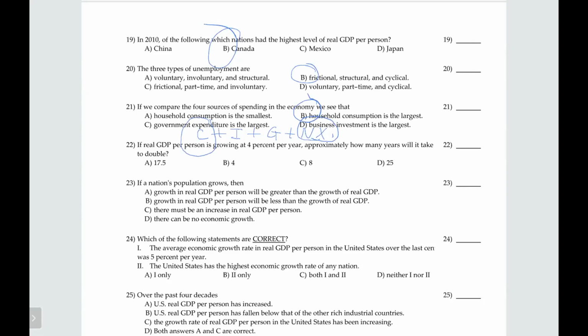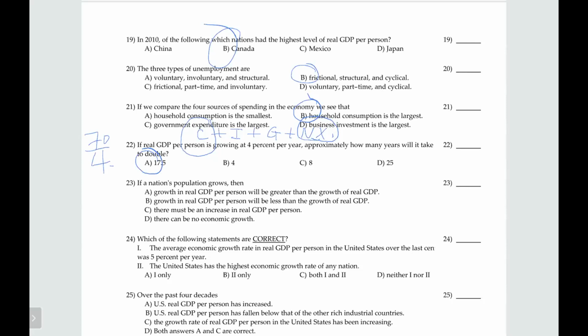Now, 22. If real GDP per person is growing at 4% per year, approximately how many years will it take to double? So here we need to apply the rule of 70: 70 divided by 4. Okay, so then the answer is going to be A.